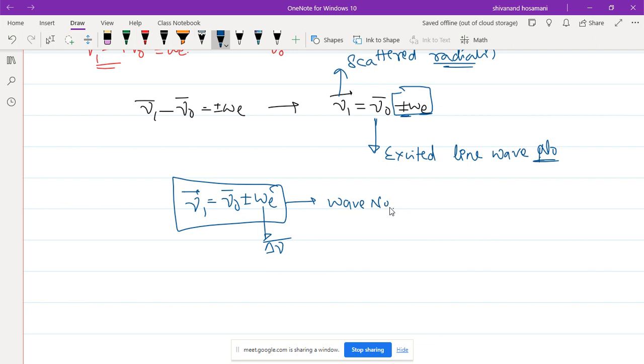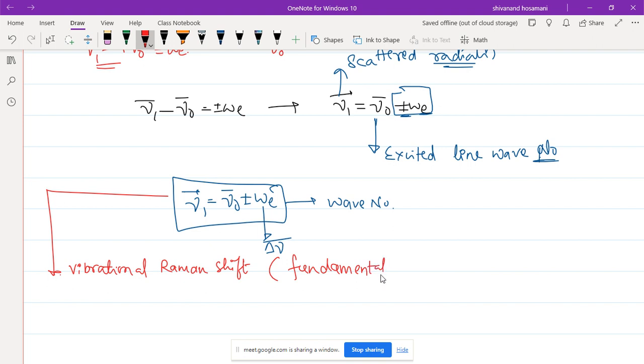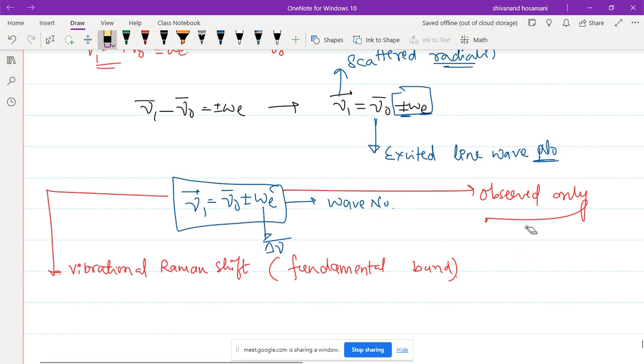This shift will be observed only when the molecule is harmonic. Remember, this shift is especially called the vibrational Raman shift. It is also called the fundamental band. Moreover, this is observed only in harmonic vibration.